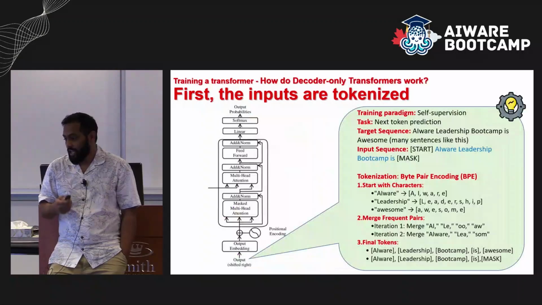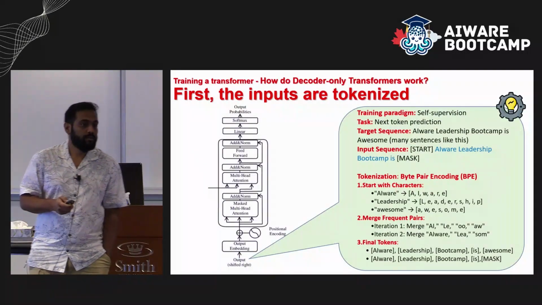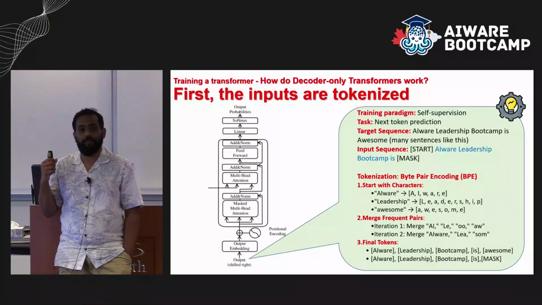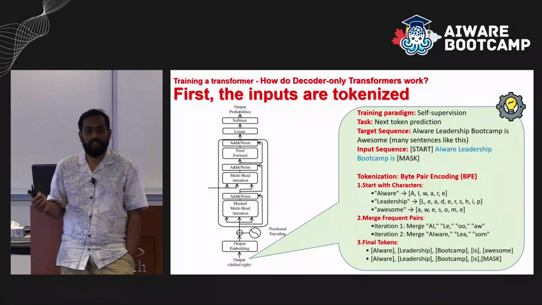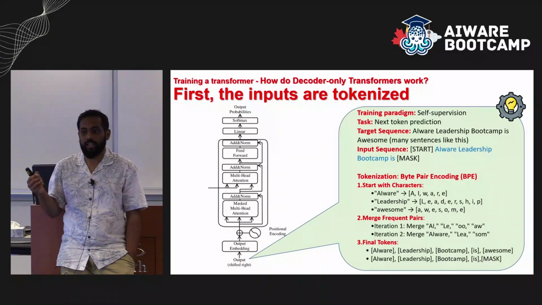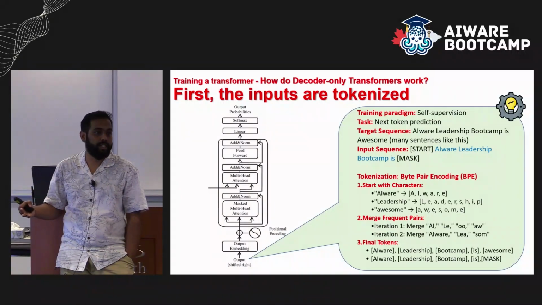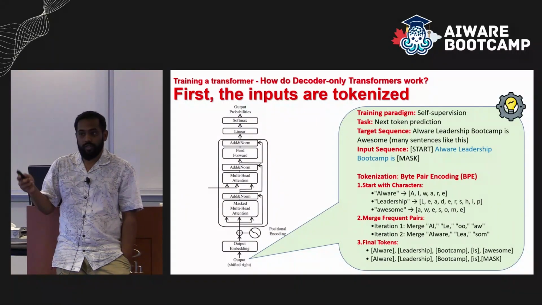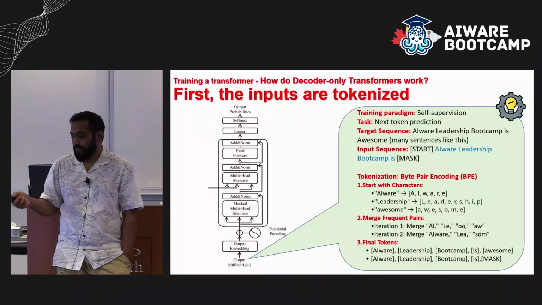So because most of this FMware stuff was kick-started by ChatGPT or GPT itself, we will look at how a decoder-only model is typically trained, and then we'll see how the whole pre-training process happens. So these are some of the stages of the transformer.